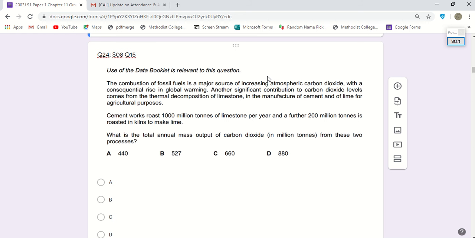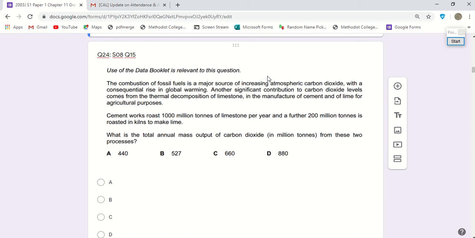This is chapter 11, question 24. It's a very long question, a lot of calculation. Now, it's saying that in the factory, they roast limestone, and then this limestone will produce carbon dioxide. So they roast a lot, like 1,000 million tons per year, and then further 200 million tons to make lime.